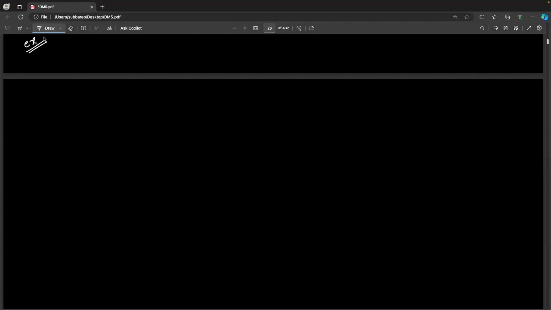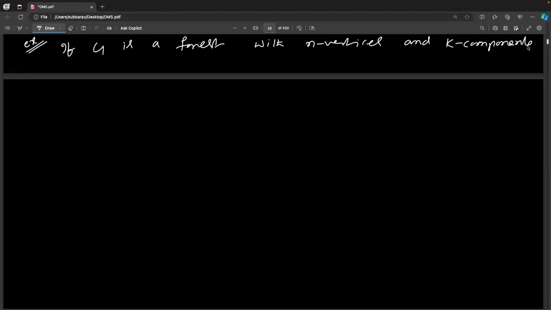Yeah, fine. I'm writing the problem. Let me write. If G is a forest with n vertices and k connected components.